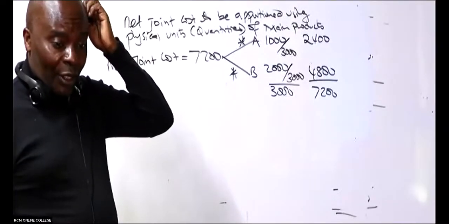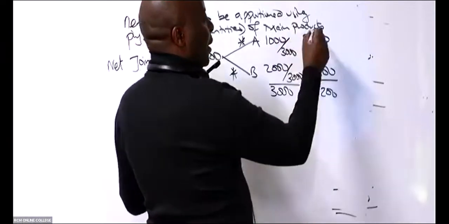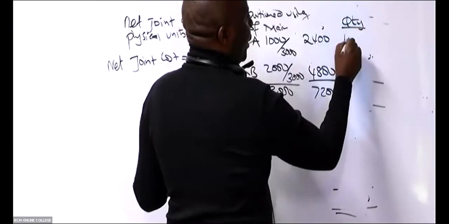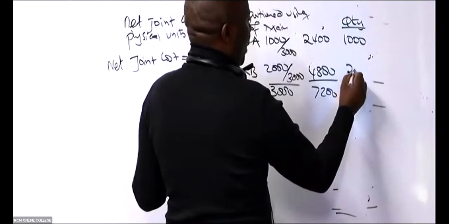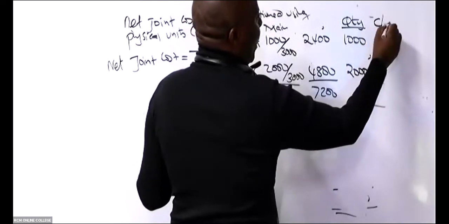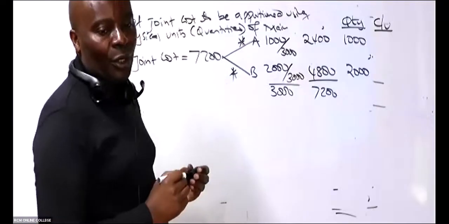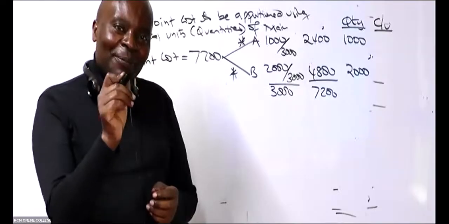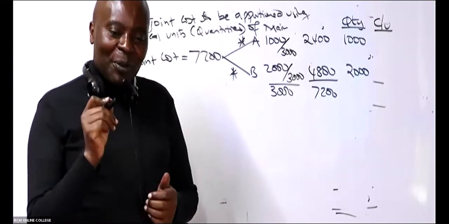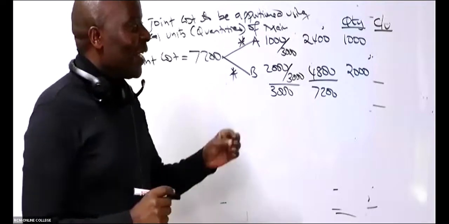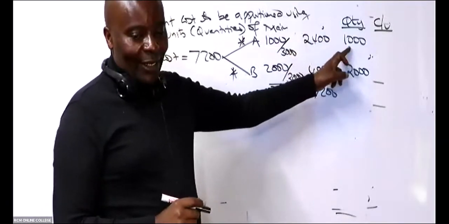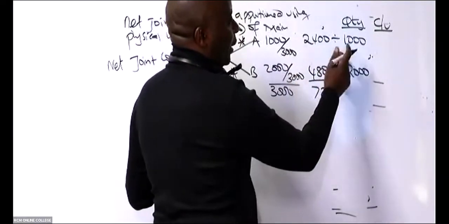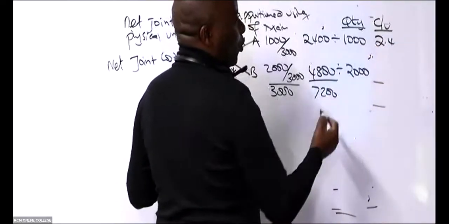Now, ladies and gentlemen, repeat here the quantity. Remember, this is total cost. Quantity is 1,000 and 2,000. So give us the cost per unit. You will see this method is not very good because you're going to get the same cost per unit for these products. How do we get cost per unit? You take total cost and divide by quantity. So you can write like this for your revision: 2,400 divided by 1,000 gives me 2.4.